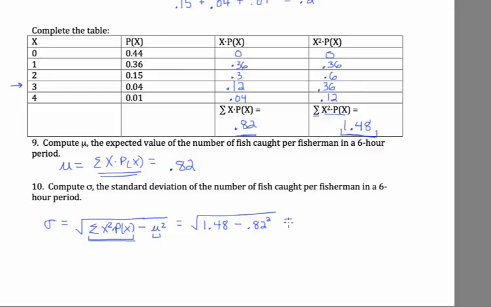You can type this all into your calculator at once, or I like to do this stuff first, 1.48 minus 0.82 squared. I type that into my calculator. And then I do the square root of that number. I'll round to 3 decimal places, and I get 0.899. There's the standard deviation. There's the mean.